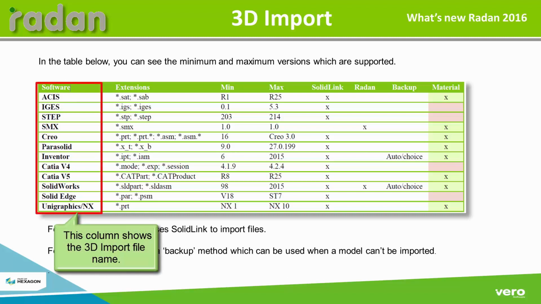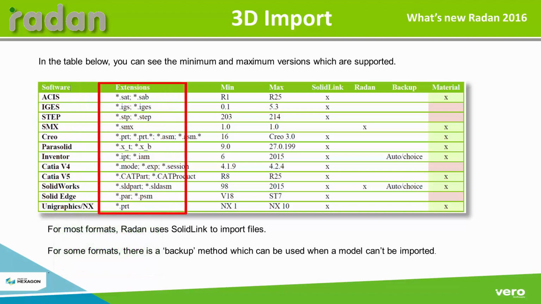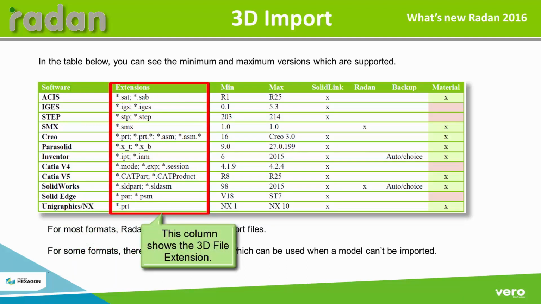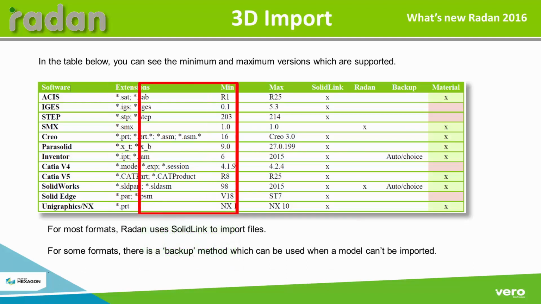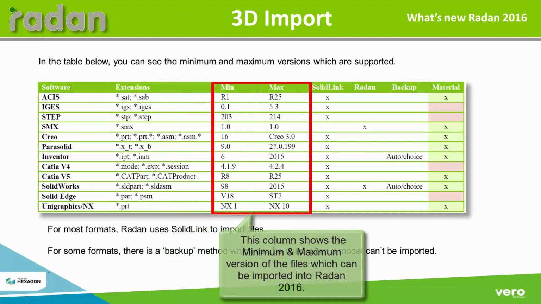This column shows the 3D import file name. Here you can see the 3D file extension. And this column shows the minimum and maximum version of this file type which can be imported into Radan 2016.